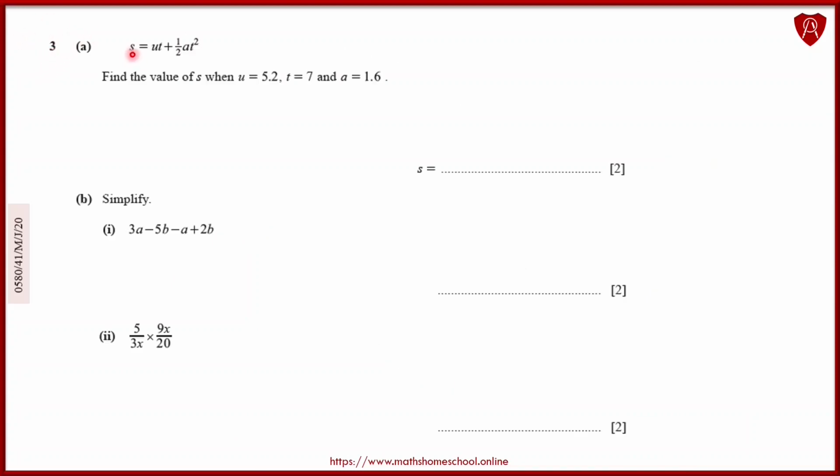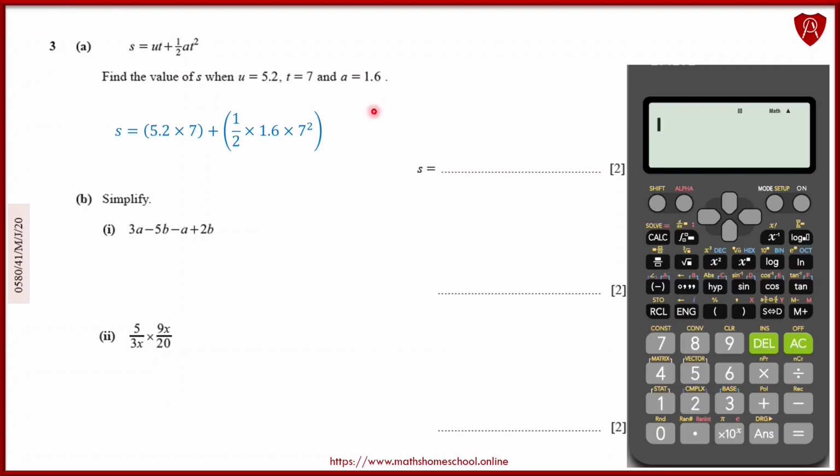Question 3. S is given by this formula. Find the value of S when U is equal to 5.2, T is 7, and A is 1.6. Replace the quantities on the right side with the respective given values. Brackets here are just for convenience, but we shall key the numbers into the calculator without brackets. 5.2 times 7 plus fraction 1/2 times 1.6 times 7 squared, press equals, and change into decimal. We get 75.6.